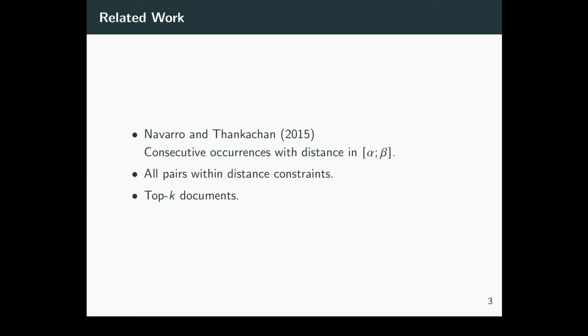And finally, there's also a lot of work in top K queries for the document framework. Here there is not a single indexed string S, but a collection of them called documents. One problem in this framework is finding the K documents with the closest pairs. A crucial difference here, however, is that within a single document, only a single pair is considered, instead of up to K pairs in a single document.